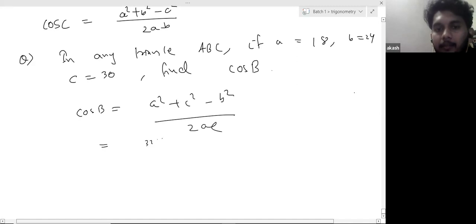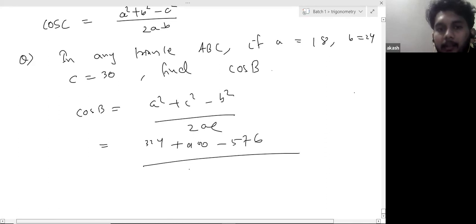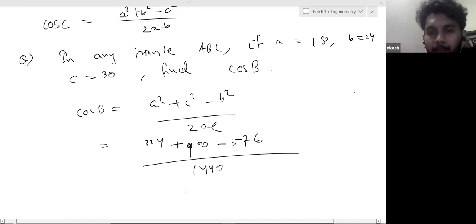18 square is 324, c square is 900, minus b square, 24 square, is 576. 2ac, 18 into 30 into 2. Is this right? Yeah. Now you can add and subtract. You will get the value. Gautam, Arsalan, Abdul, clear?